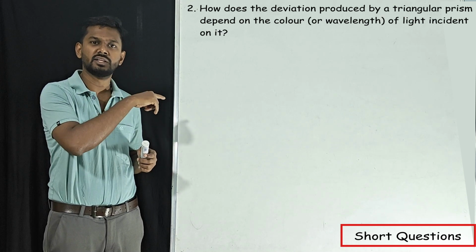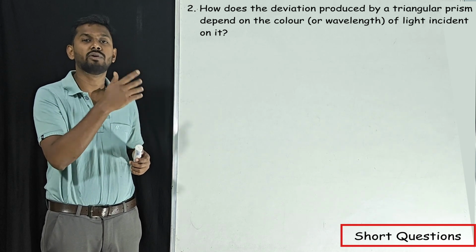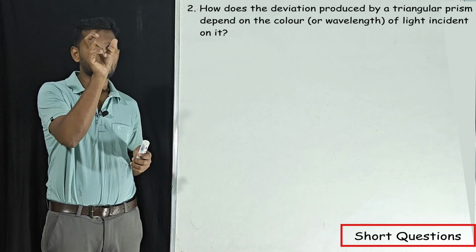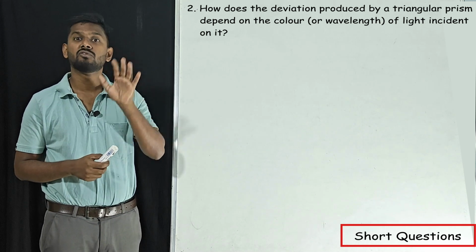This question we have learnt in the previous question, correct? The wavelength was one of the factors affecting the deviation. Here they are specifically asking how it affects. See, these kinds of questions you can expect.